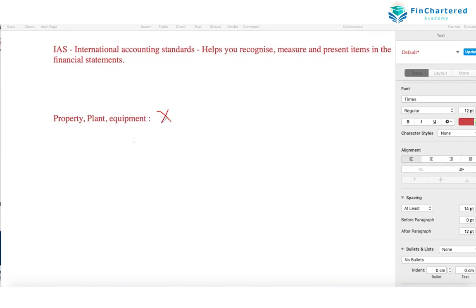IAS 16, again, it's still the same thread. Until we finish PPE, it is IAS 16 that is going to help us. IAS 16 will also help you in the measurement. Are we understanding? That's what we're going to look at here. So IAS 16 helps in the recognition and also in the measurement of PPE.